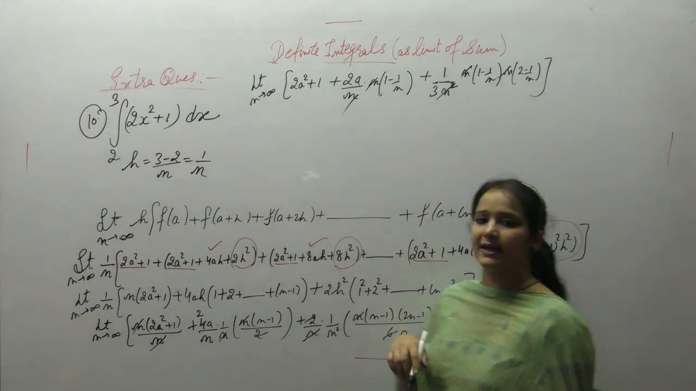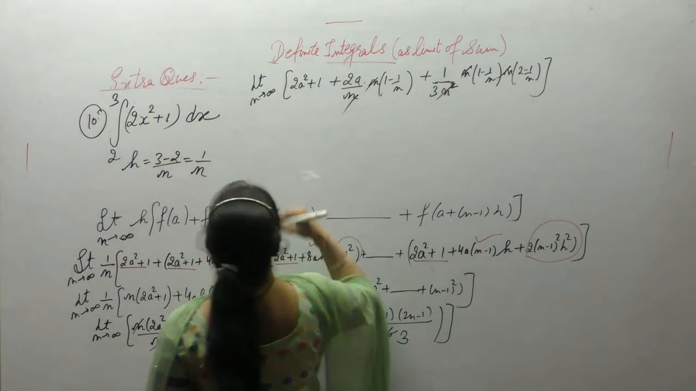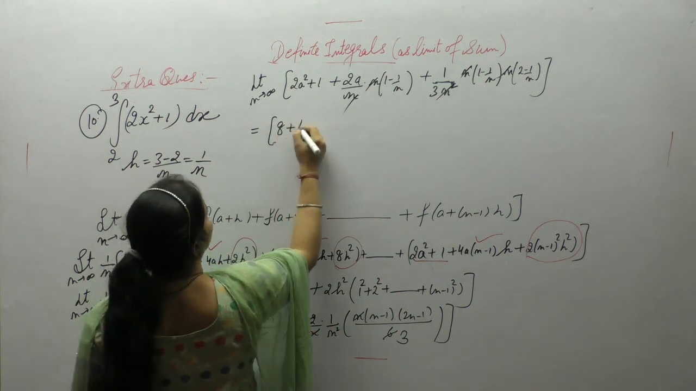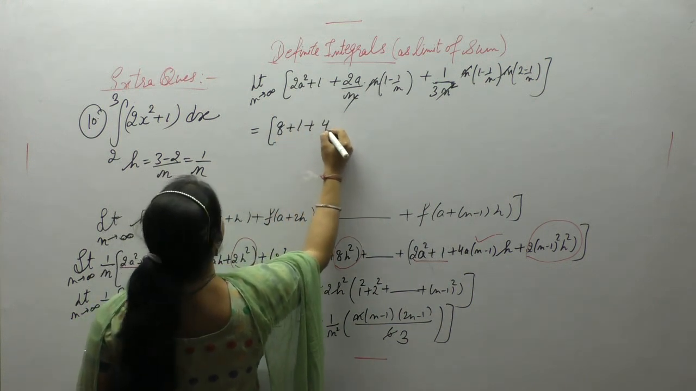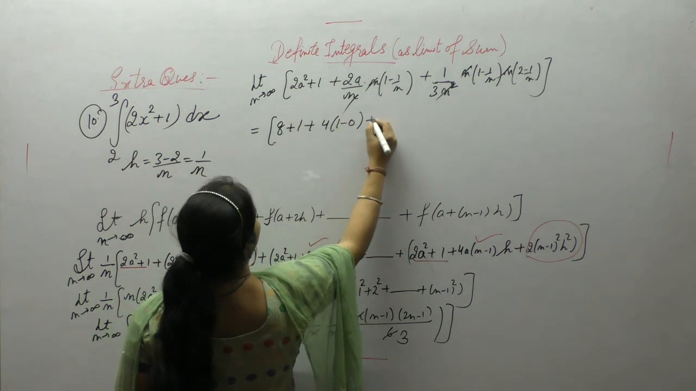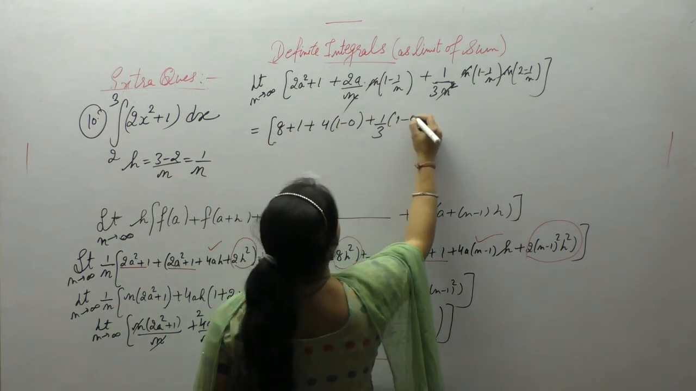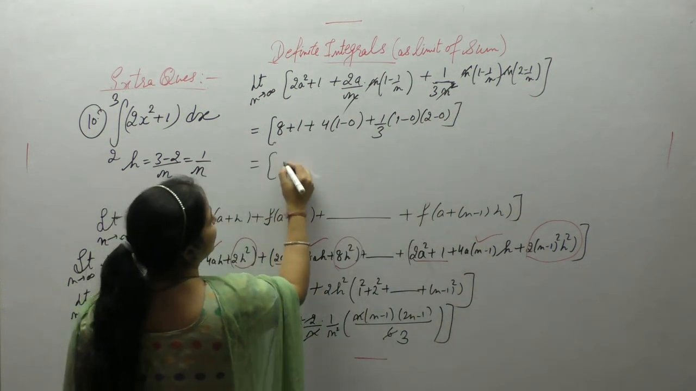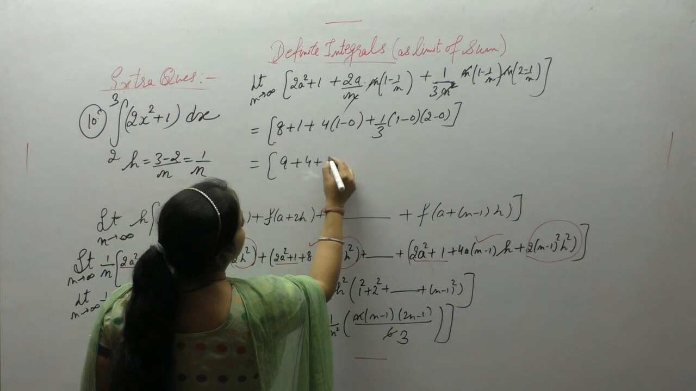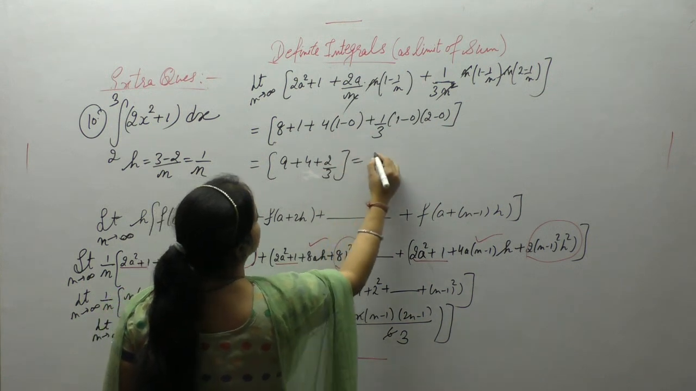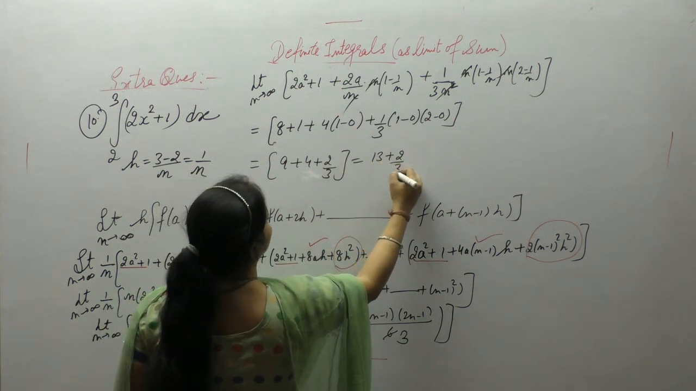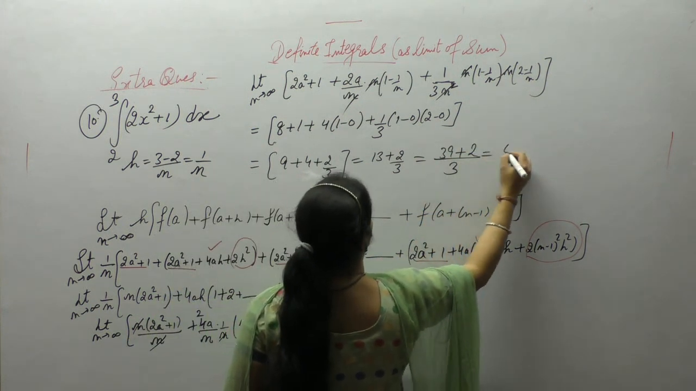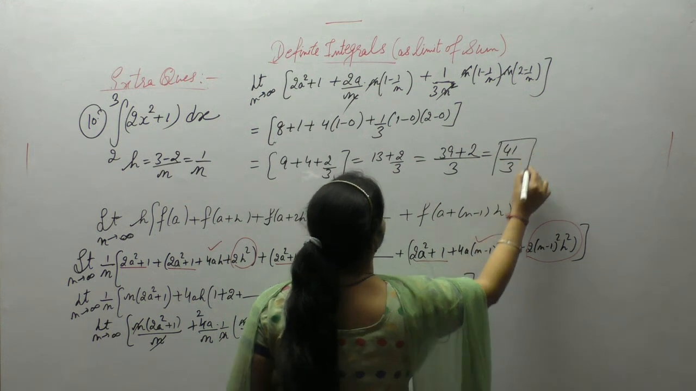Now put the limit n tends to infinity and the value of a is 2. 2 square, 4 into 2, 8. A is 2, 2 into 2, 4. 1 minus 0, 1 by 3, 1 minus 0, 2 minus 0. 8 plus 1, 9 plus 4 plus 2 by 3. 13 plus 2 by 3. 39 plus 2, 41 by 3.